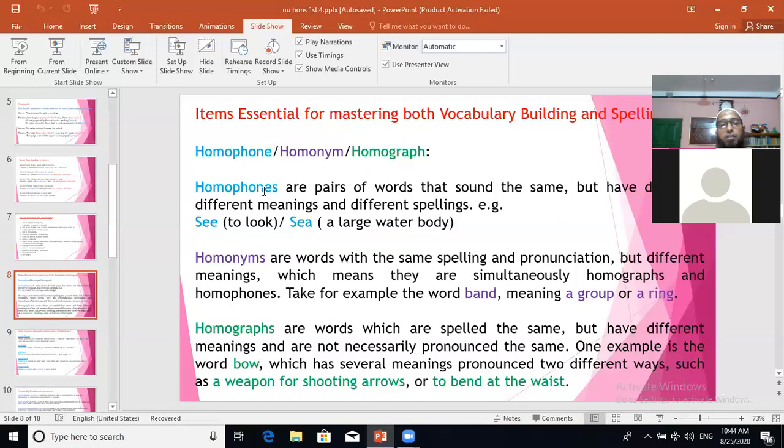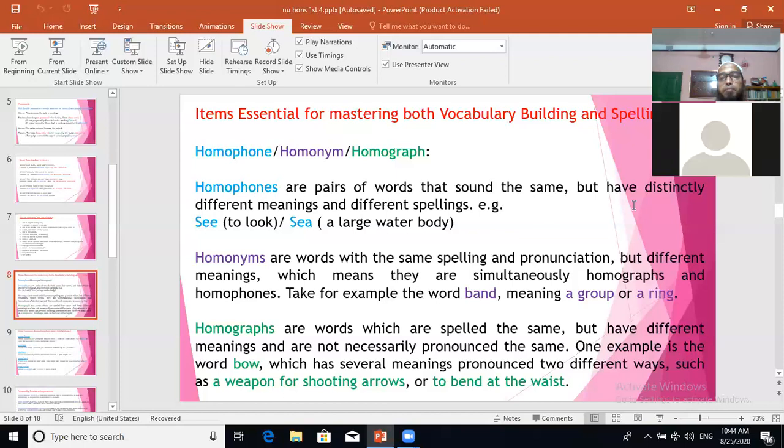Look at the answers. Homophones are pairs of words that sound the same but have distinctly different meanings and different spellings. Sound the same, I mean, the pronunciation is the same, but they have clearly different meanings and different spellings.